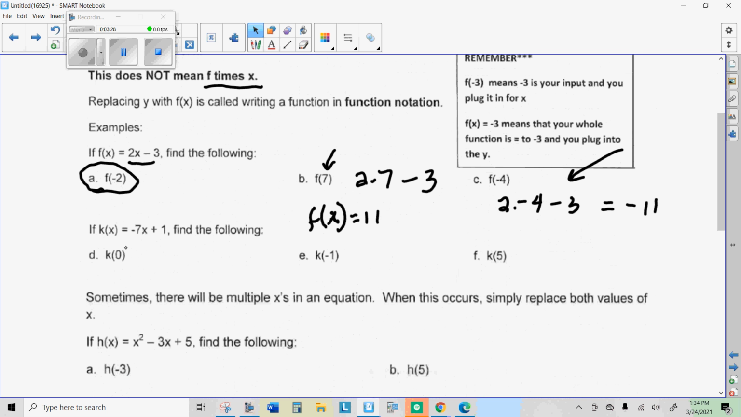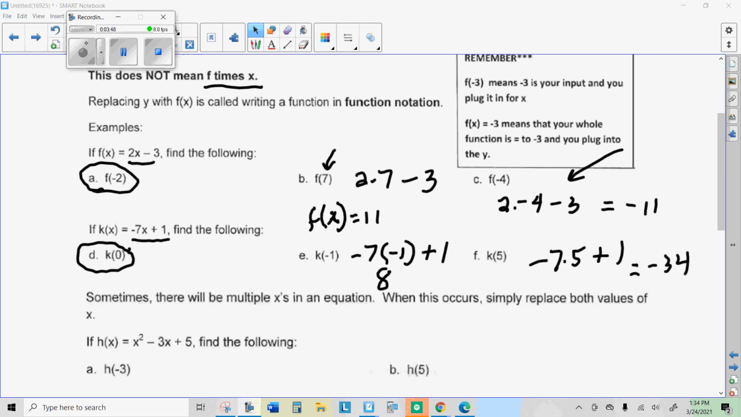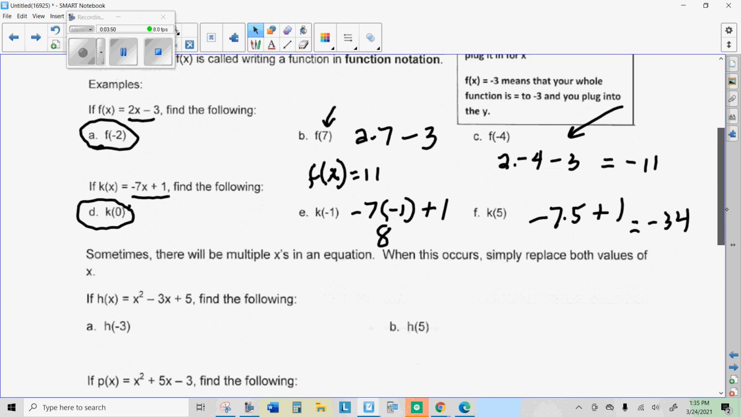On this one, we have a new function. This is our k function. We're going to multiply -7 times x and then add 1. So to find k of -1, I'm going to do -7 times -1 and then add 1. Well, that equals 8. You try k of 5. I hope you got -34 for that one.